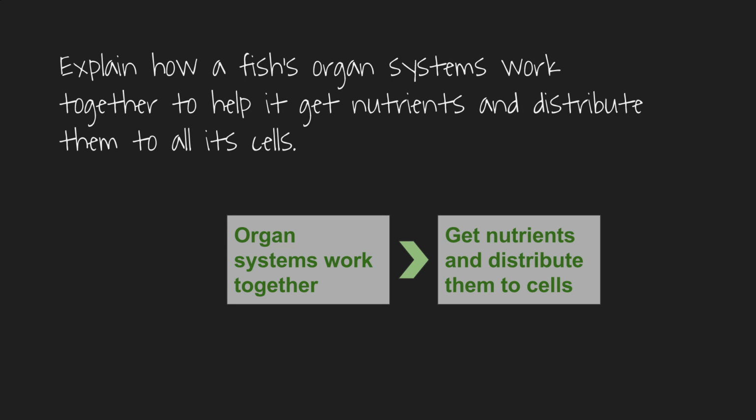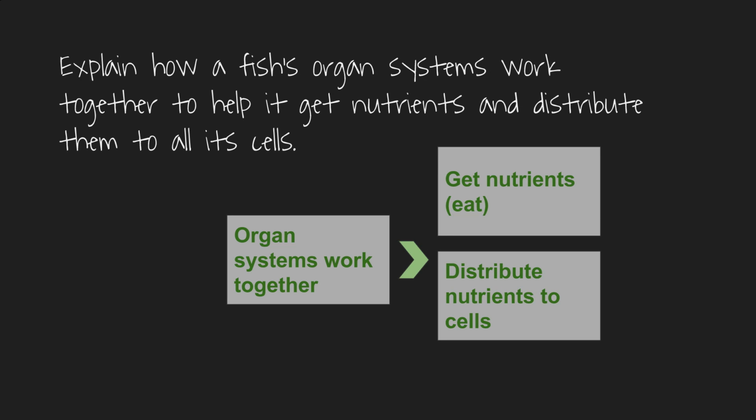But then I notice that get nutrients and distribute them to cells is really two things. That's why the and is there. So I'm going to separate that one into two parts. Get nutrients and distribute nutrients to the cells. Now let's dissect organ systems work together.